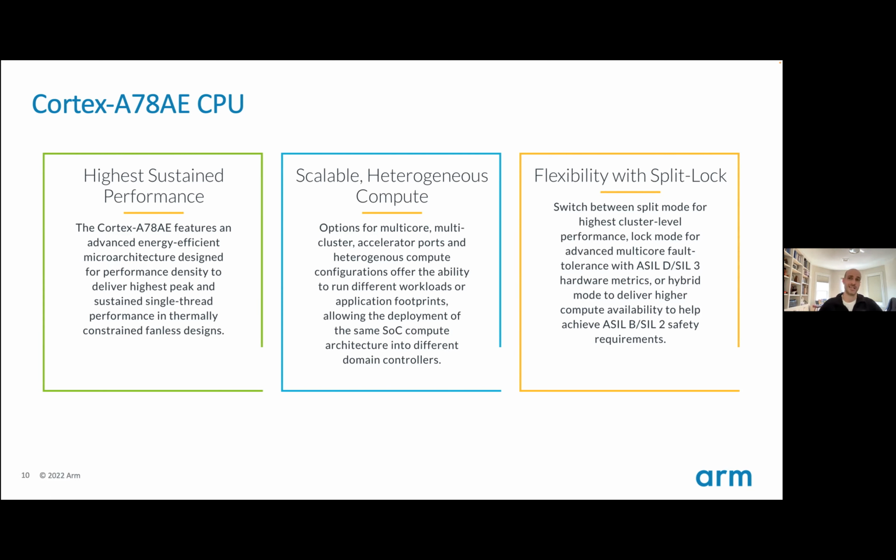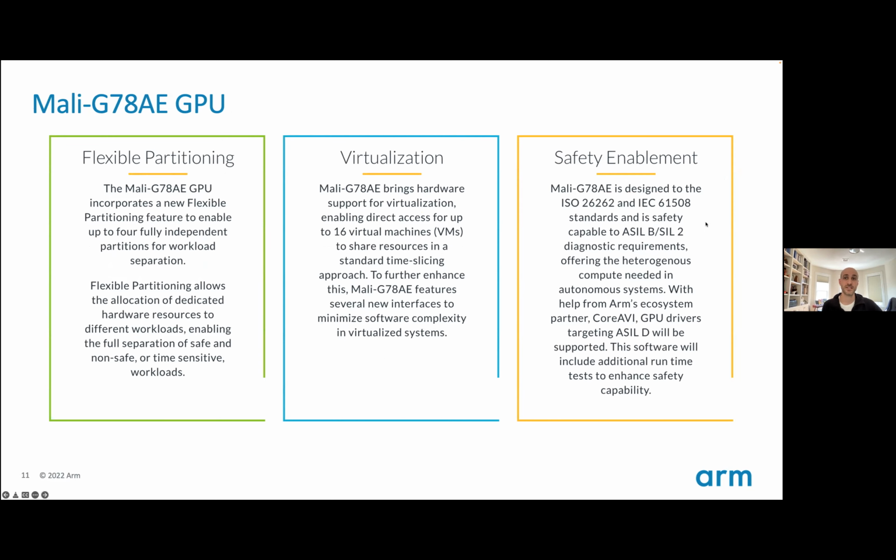So for two cores, we can get 1x throughput without any functional safety, or we can run them in lockstep and get half the throughput with functional safety, which is easy to reason about. So we have other features as well, but that's the kind of thing that we do there. The GPU has similar features as well.